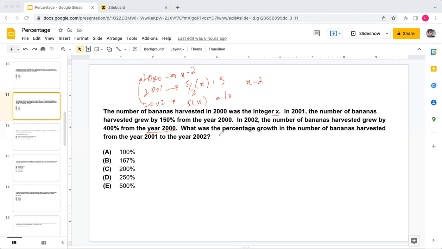Now the question is saying, what was the percentage growth in the number of bananas harvested from 2001 to 2002? From 2001 to 2002, that will be 10 minus 5 over 5 into 100. That will be what value? 5 over 5 into 100.